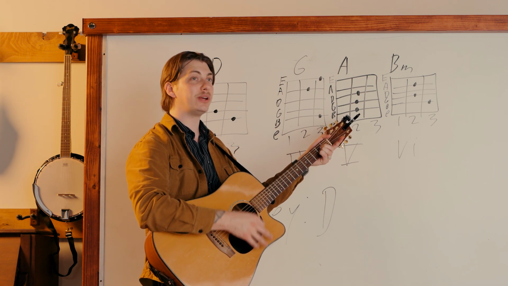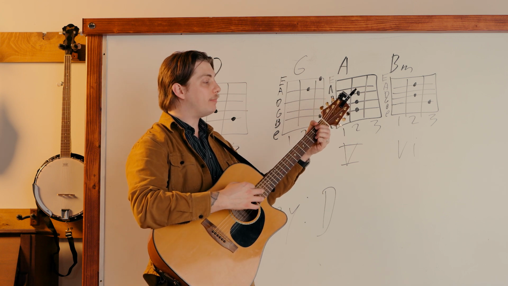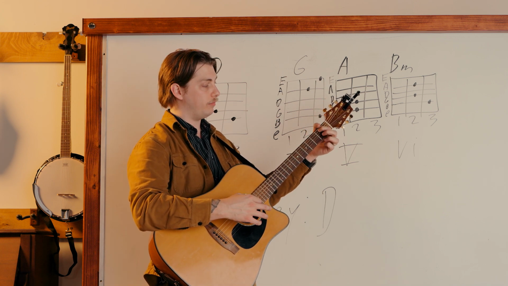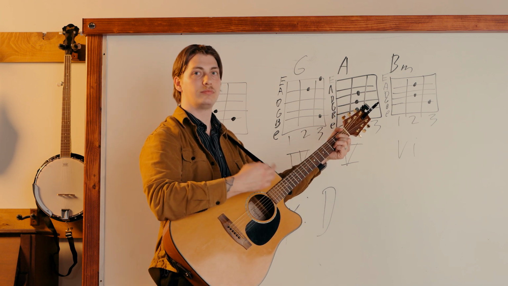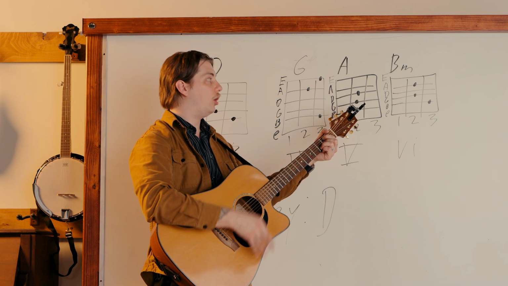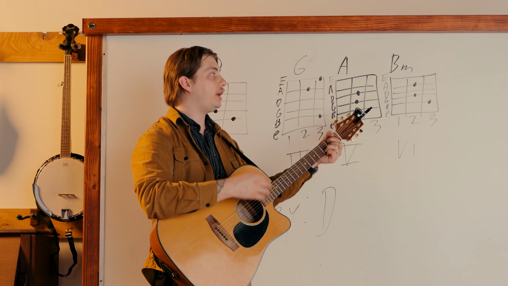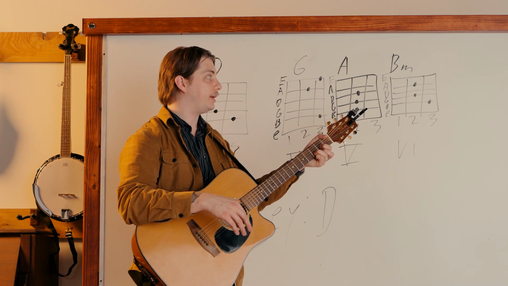And then this one's a hard transition. Ready? B minor. This first finger comes right here. Middle finger goes right there. Third finger goes right there. Hold it, 2, 3, end it on a D.